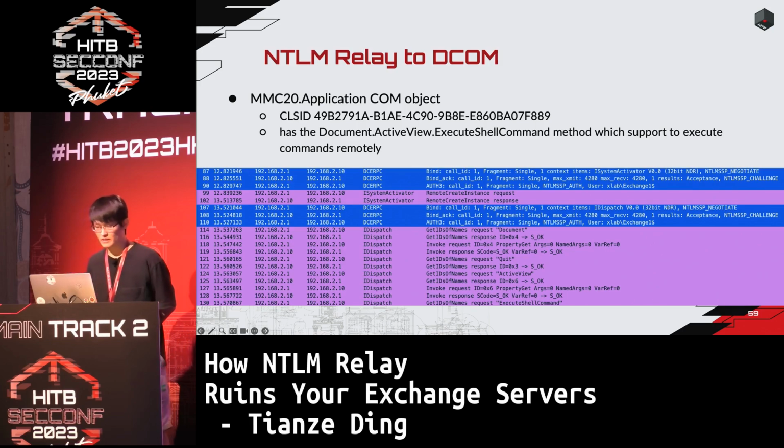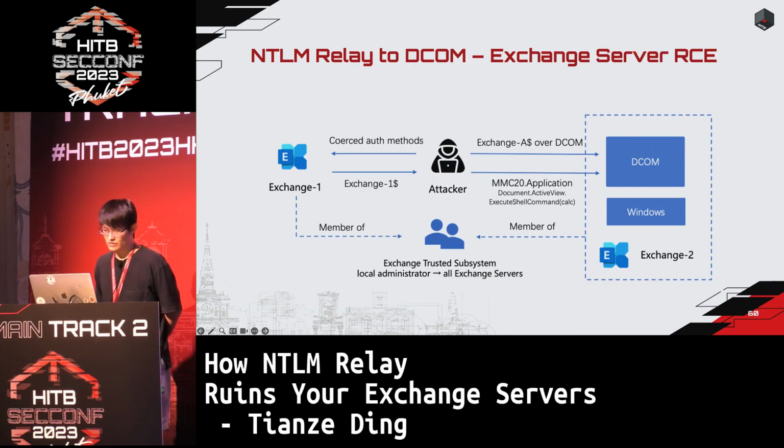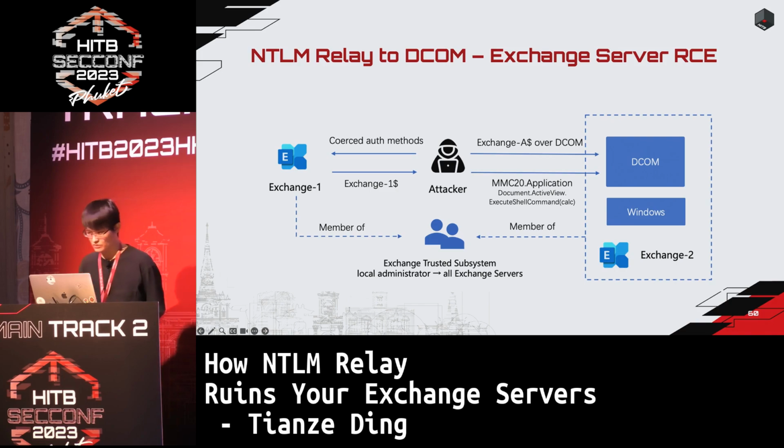The MMC20.Application is a well-known DCOM object that can be abused to perform lateral movement if you have local administrator privileges. It provides an ExecuteShellCommand API to execute any commands remotely. So let's chain them together. We can coerce Exchange 1 to authenticate to us and relay the NTLM authentication to the DCOM service on Exchange 2. Since Exchange 1 has local administrator privilege on Exchange 2, we can call the MMC20.Application ExecuteShellCommand API to execute any command on Exchange 2.